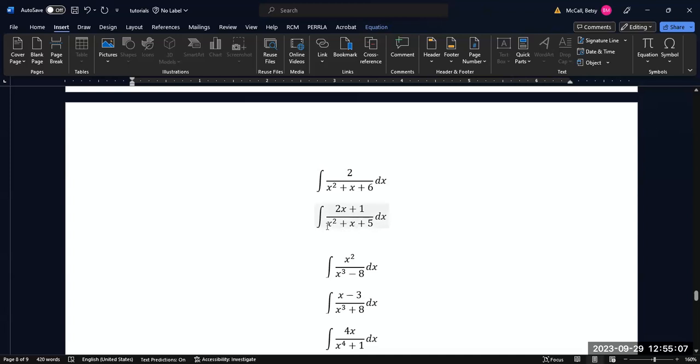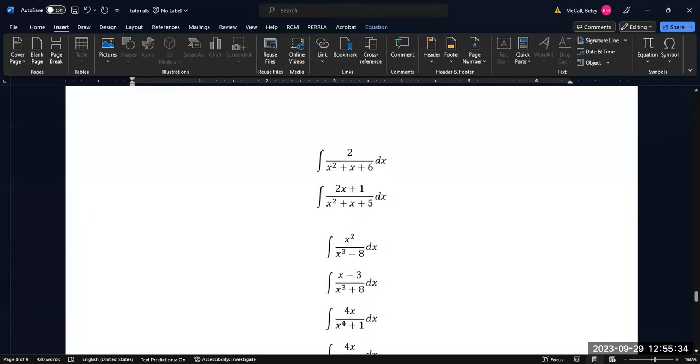In this case, again, we wanted to check this is a proper fraction, so we know it doesn't need long division. If I take the derivative of the denominator, I do in fact get that 2x plus 1. So there's no need to worry about the fact that this denominator doesn't factor. I have the derivative of the denominator in the numerator. That will produce a log solution.